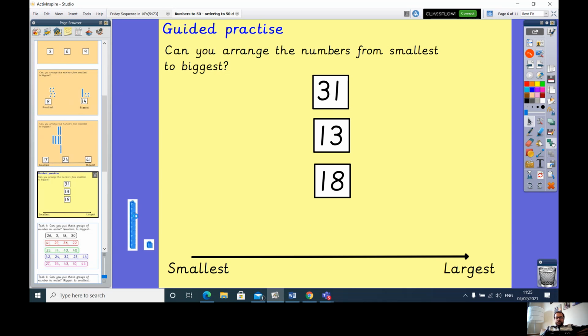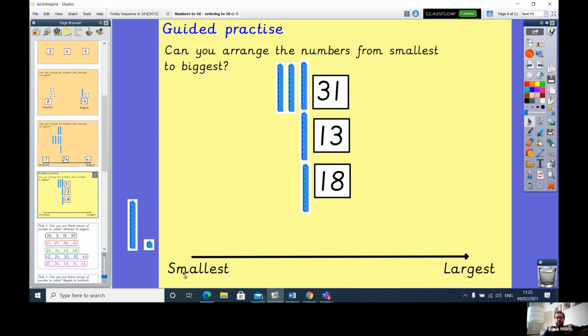31, how many tens has that got? 3 tens. Excellent. This number here, 13, how many tens has that got? 1 ten. And 18, how many tens has that got? Now that's also got 1 ten.